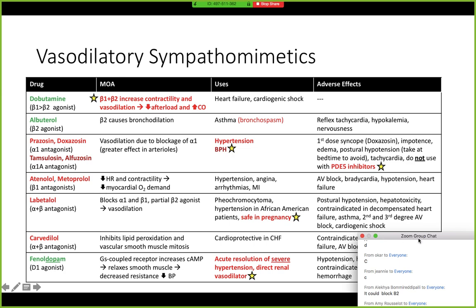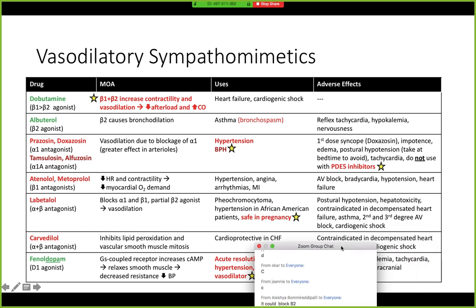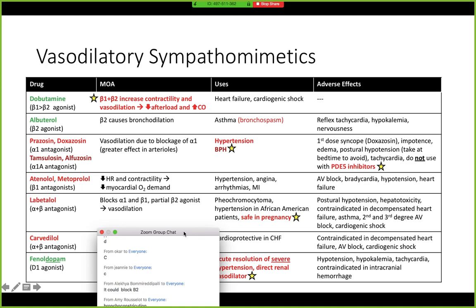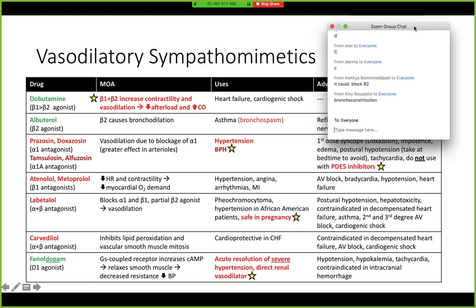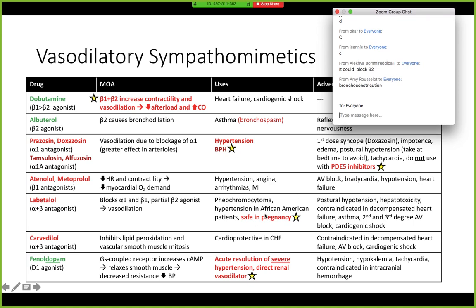All right, let's see. So your beta-1 selective blockers, atenolol and metoprolol. Labetalol, again, is one of those that are safe in pregnancy. So make note of that.